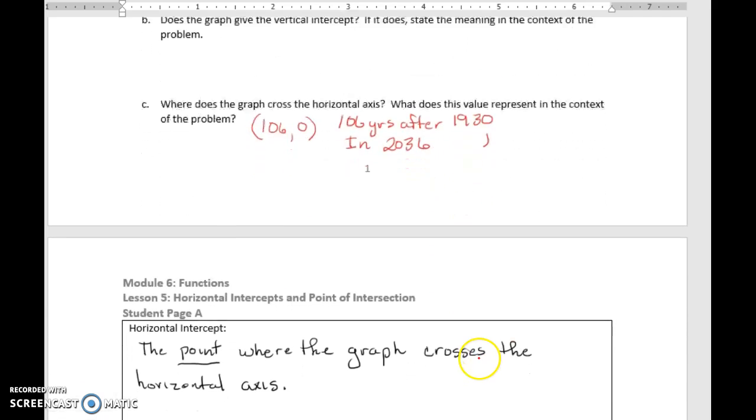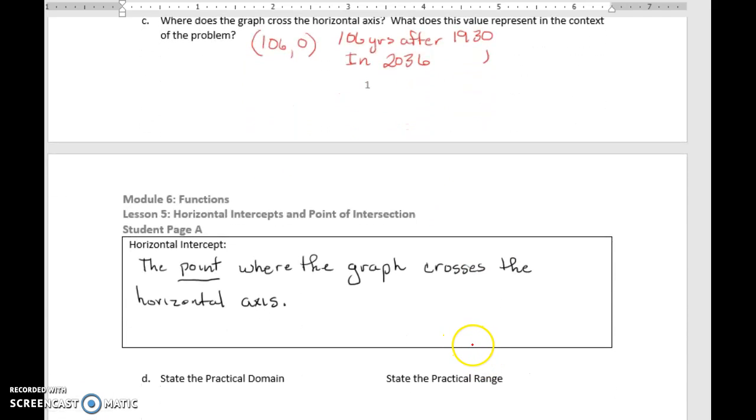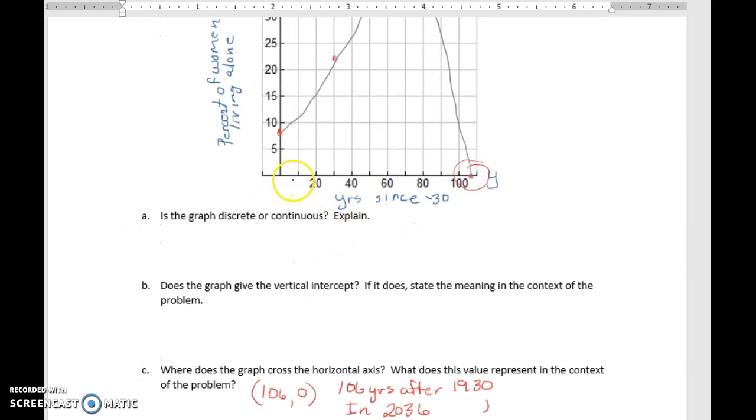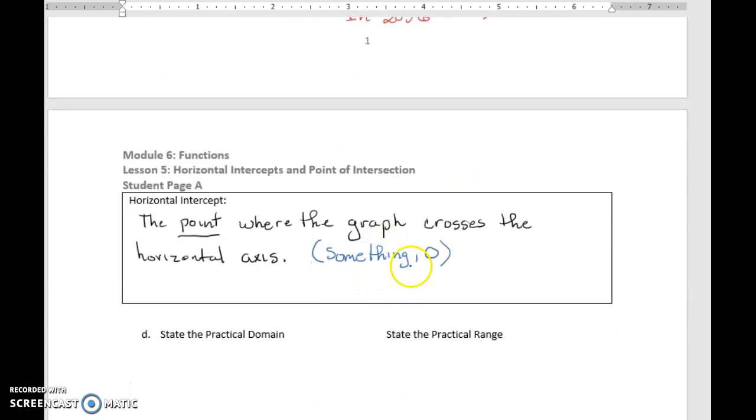So the definition of horizontal intercept we talked about on day 1 of this functions unit, and we said it was a point where the graph crosses, we could also say crosses or touches, the horizontal axis. And we know that that point always has the ordered pair of some input value, and the output value is always 0. So anytime we're crossing, or at any point along this horizontal axis, the input value is some value, but the output never moves up and down, it's always at 0. So we know that the horizontal intercept is always (something, 0).